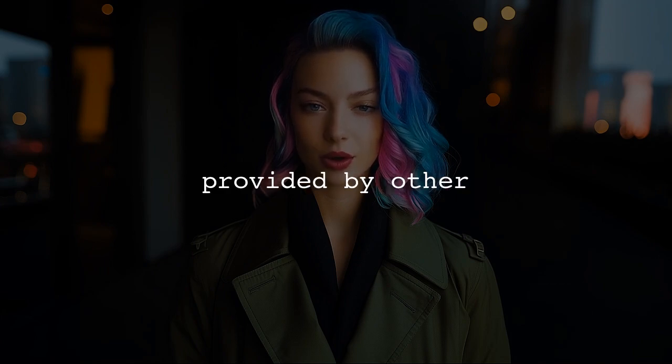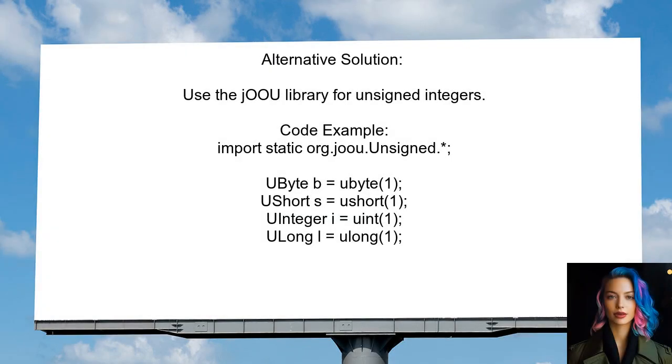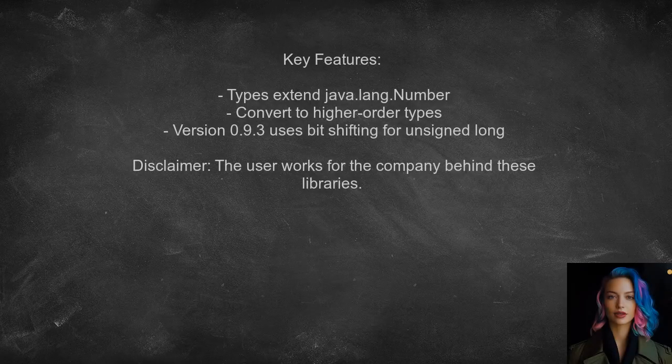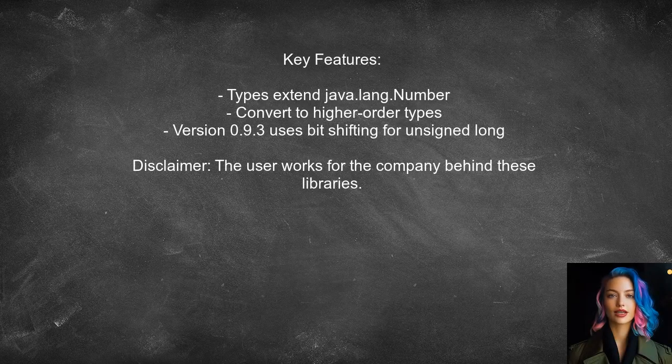Now let's look at the answers provided by other users. An alternative solution comes from a user who suggests using the JOU library. This library provides wrapper types for unsigned integers in Java, which can be useful for your needs. These types extend java.lang.Number and can be converted to higher-order primitive types and BigInteger. The latest version of JOU even uses bit shifting to fit unsigned long values into a regular long.